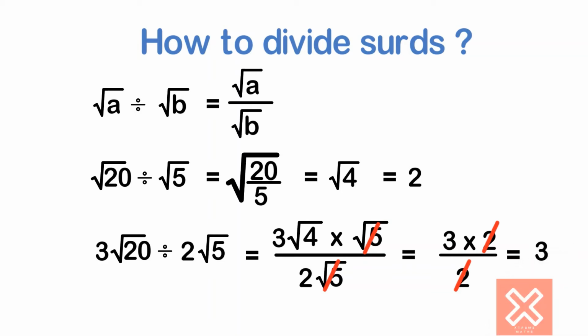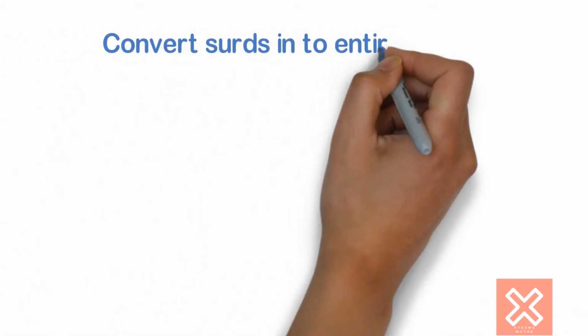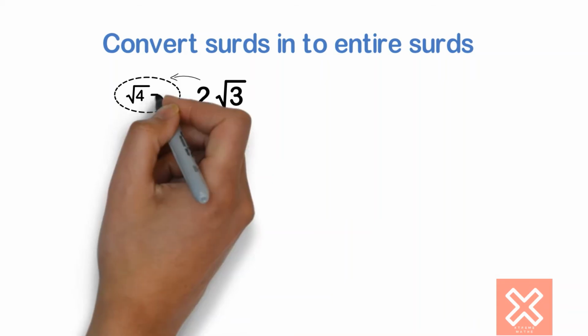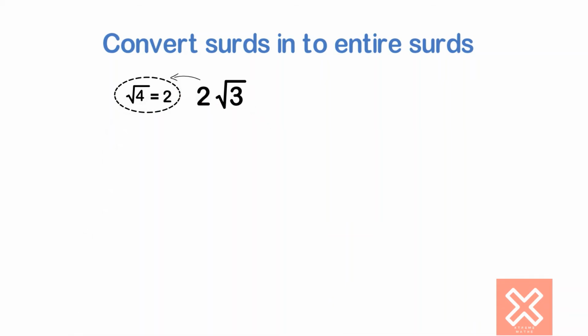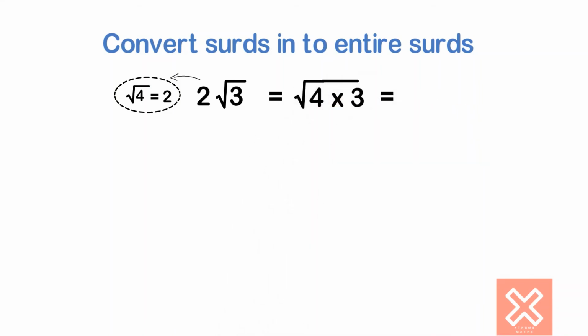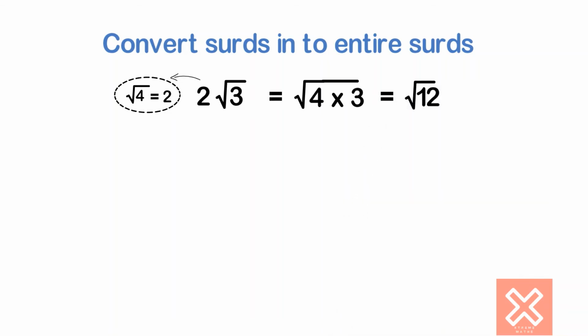Convert surds into entire surds. Example: 2√3. We have to convert this to an entire surd. Now look at this 2: 2 is the square root of 4. So you can write √4 times √3, 4 times 3 is 12. √12 is the entire surd of this 2√3.